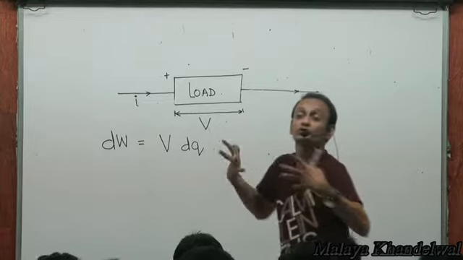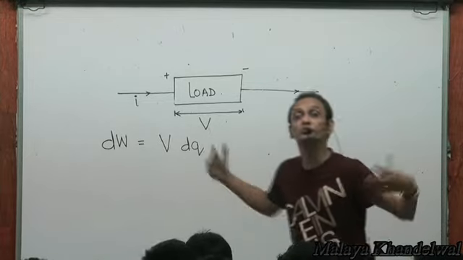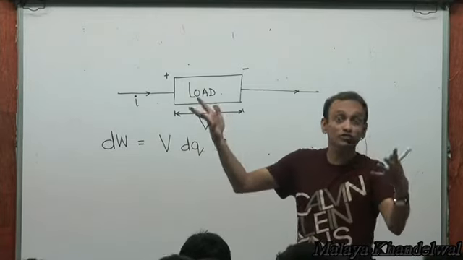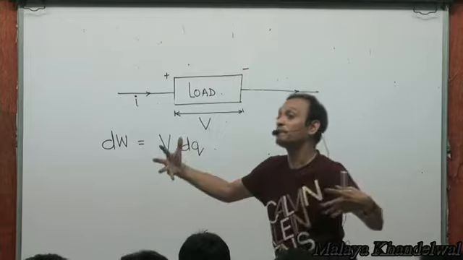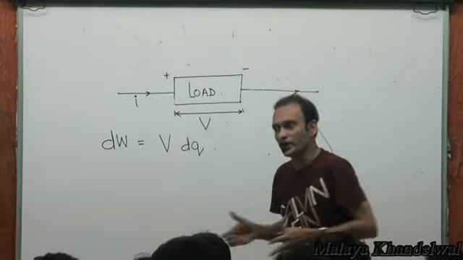This is the work output, so to say, of this flow. This is why a current is being driven, because we want this dW. It could be in the form of heat, or it could be in the form of, let's say, mechanical motion of the motor, one way or the other. This is the energy output.